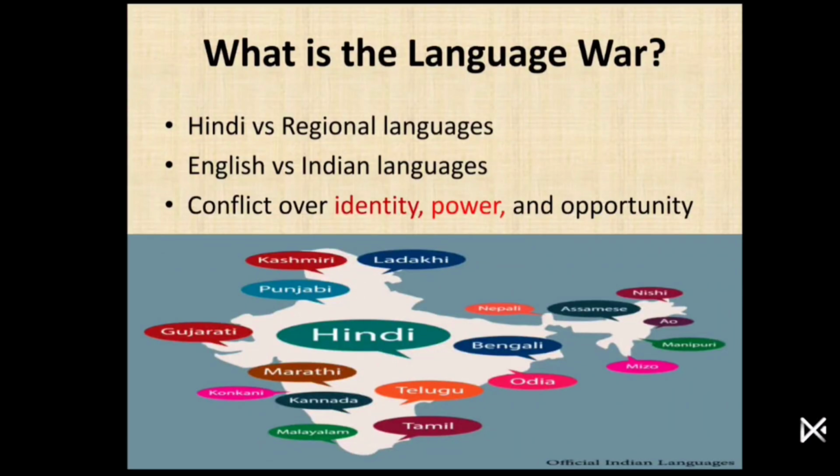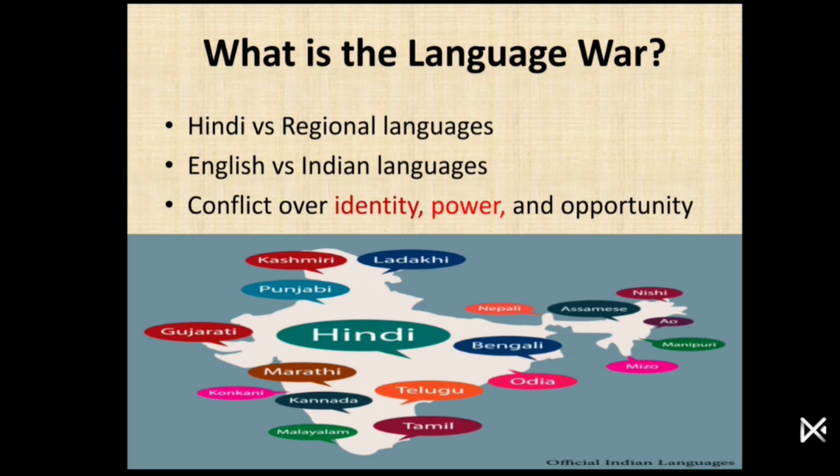What is language war? Now, let us understand the term. What is a language war? First, don't misunderstand the word war. It is not a war with weapons. It is a conflict between people based on language. In simple terms, when different groups feel their language is being ignored, replaced or dominated, conflict begins.